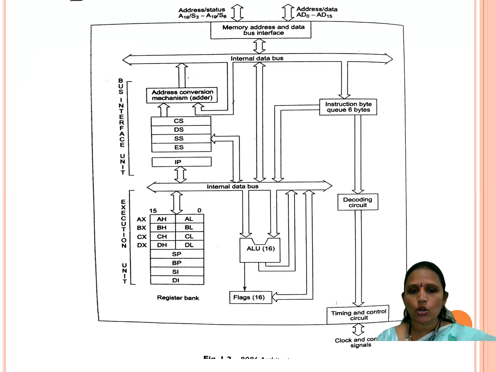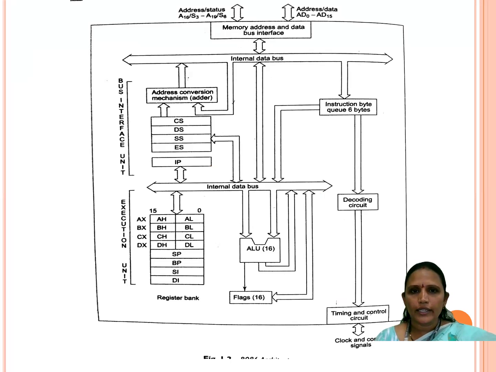The flag register of the 8086 is a 16-bit flag register. Whatever outputs we get from the ALU, it sets the particular type of flag accordingly. And coming to the next functional part, that is the decoding unit. It decodes the instructions, and after decoding, it gives them to the timing and control circuit, which controls those particular instructions.